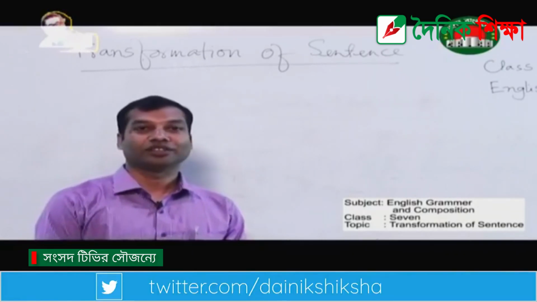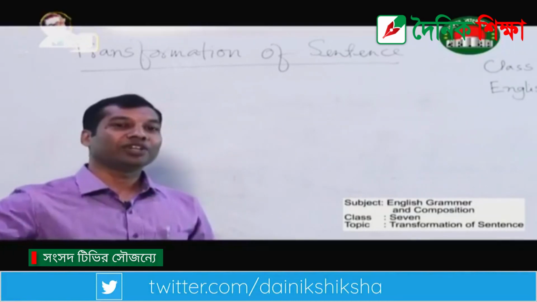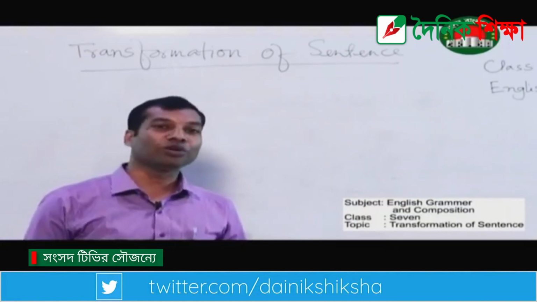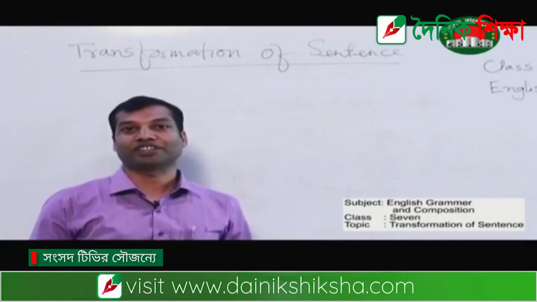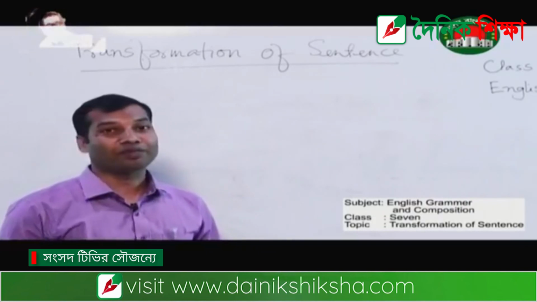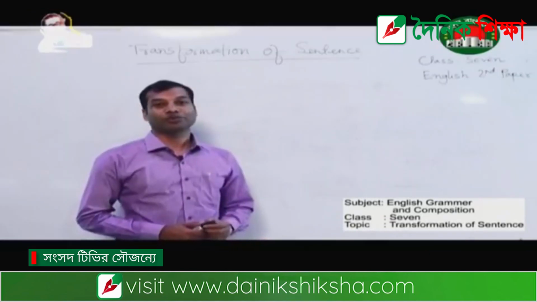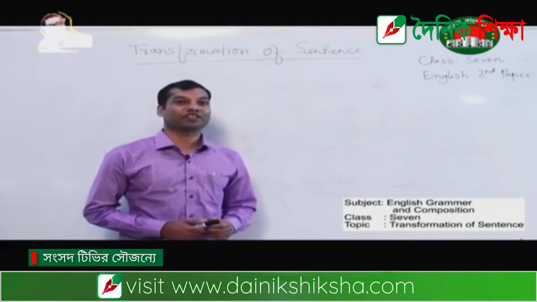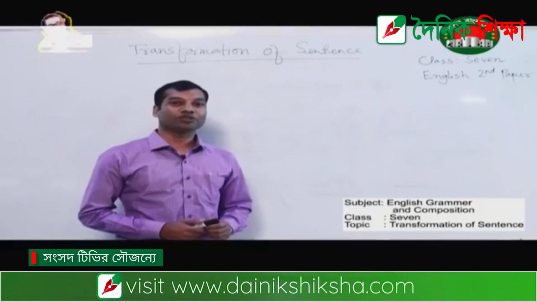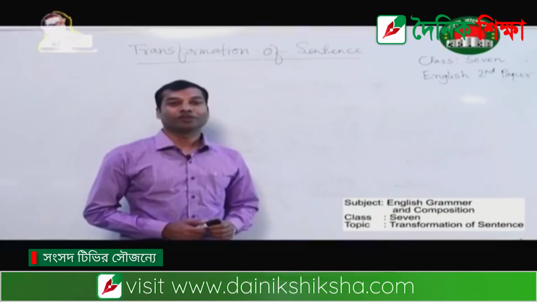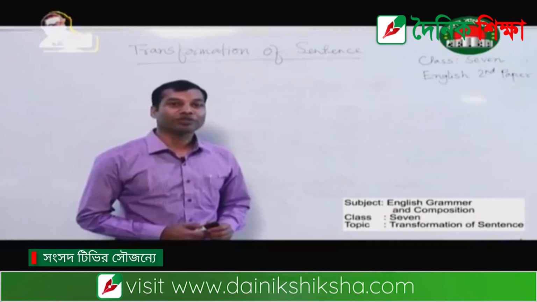As you know that there are 5 types of sentences. They are assertive sentence, interrogative sentence, imperative sentence, optative sentence and exclamatory sentence. So today at first we will talk about the transformation from affirmative to negative sentence. So affirmative to negative.